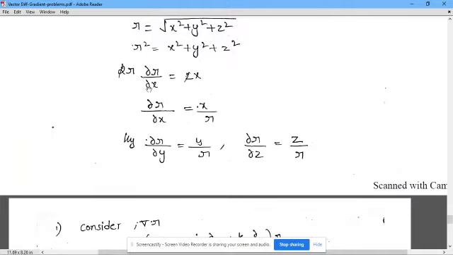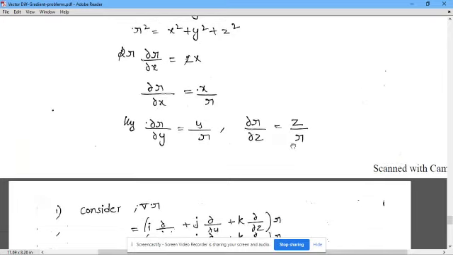So don't forget, we have to replace r here because r is in terms of x, y, z. We have to give the preference for r also. So cancelling the 2, dou r by dou x is x by r. Similarly, differentiating this equation partially with respect to y and with respect to z, we get dou r upon dou y is y by r, and dou r upon dou z is z by r.